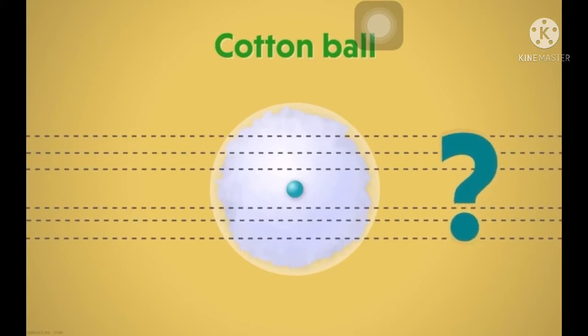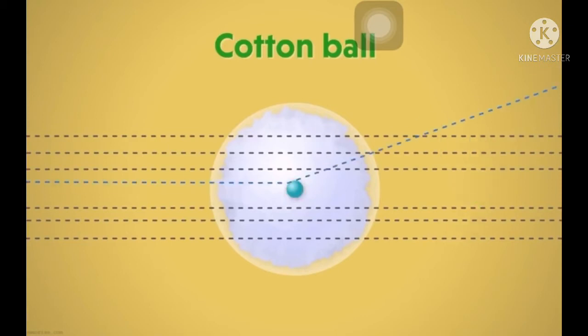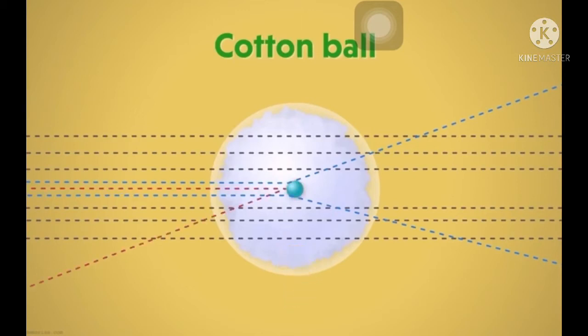What will happen if the bullet hits the edge of the central heavy mass? In this case, the bullet will slightly change its path and get deviated due to the heavy central mass. Now the third possibility is what will happen when the bullet hits the center directly. Then you will observe that it will bounce back, and this is because the central mass is too hard.